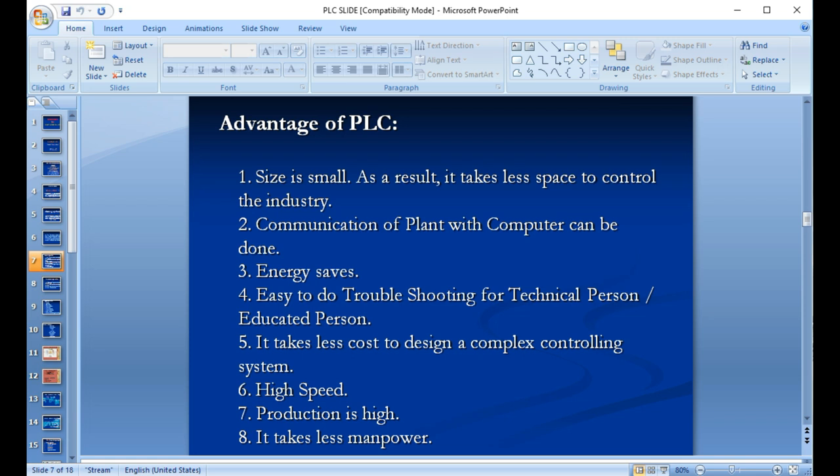Advantages of PLC. How you can learn PLC, and why you can learn PLC? Number one, size is small. As a result, it takes less space to control the industry. Size is the most valuable factor of any kind of industry, so small size is a very big facility for any industrialist. Second, communication of the plant with a computer can be done. Third, it saves energy. Four, it is easy to do troubleshooting for a technical or educated person. Five, it takes less cost to design a complex controlling system. Six, high speed. Seven, production is high, that means more production in very little time. And eight, it takes less manpower. Manpower is a very big issue for any industrialist. So these are the very big facilities and advantages of PLC.